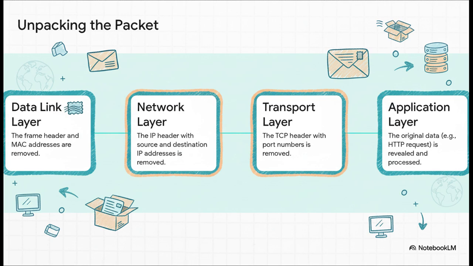Each layer is peeled back in the exact reverse order it was put on. The local MAC address label comes off first, then the main IP address label, then the special TCP instructions are removed, until finally, the original data, or HTTP request, is revealed and handed off to the web server.